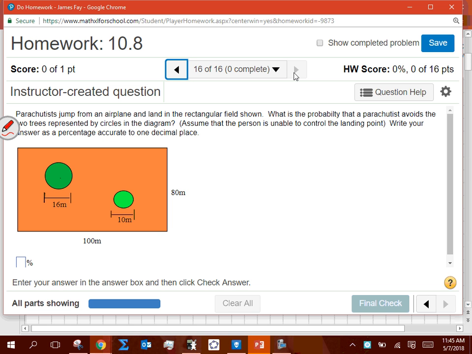You want to talk about the parachute one? Parachutists jump from an airplane, land in a rectangular field shown. So they have to land in the field. Okay? So that gives us kind of our target. Does that make sense? Okay, our total.